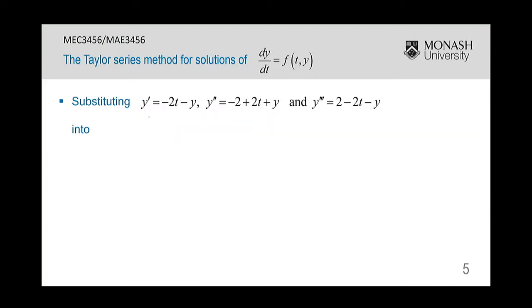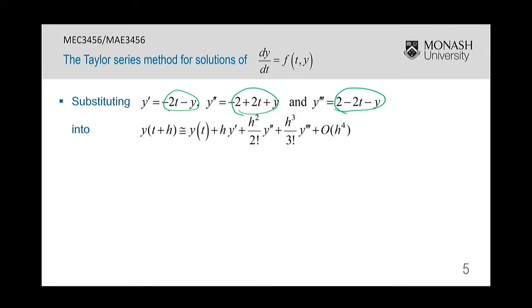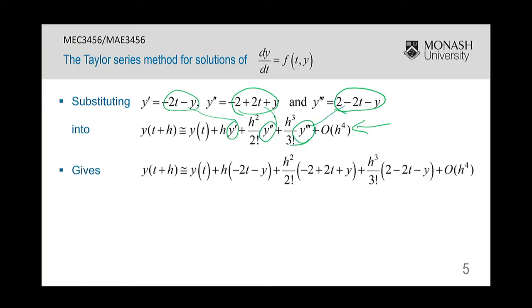So if we substitute y dashed is equal to this, y double dashed is equal to that, and y triple dashed is that into our Taylor series, again it's easy to show that y of t plus h is equal to y of t plus h times the first derivative plus h squared on 2 times the second derivative plus h cubed on 3 factorial times the third derivative plus an error term that's order h to the fourth.